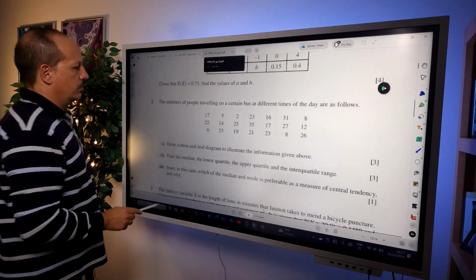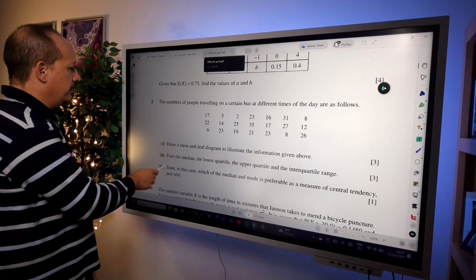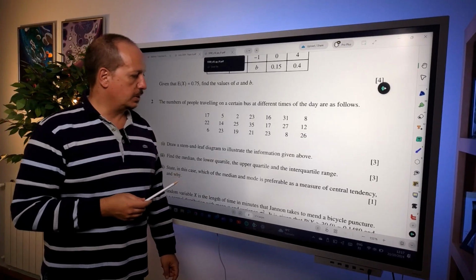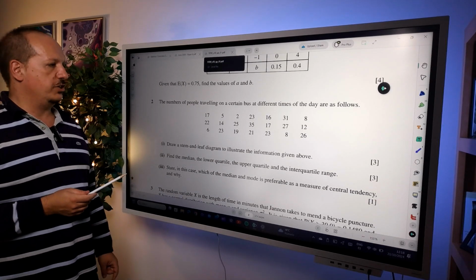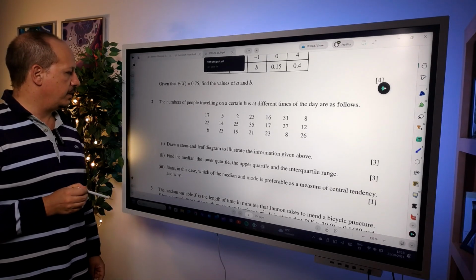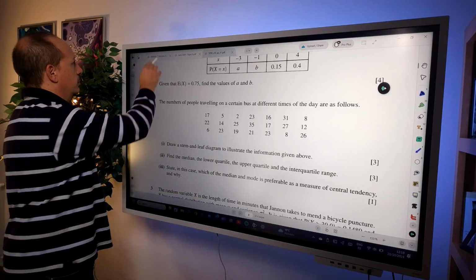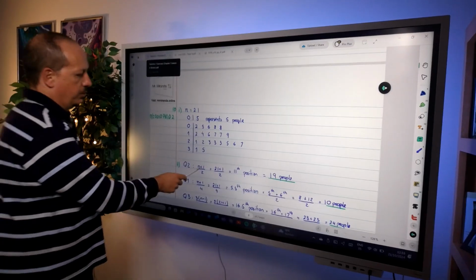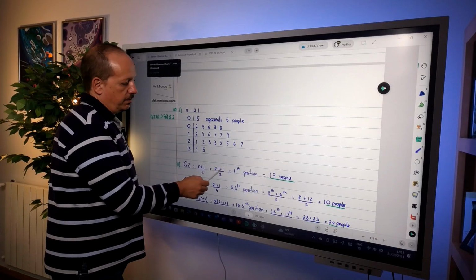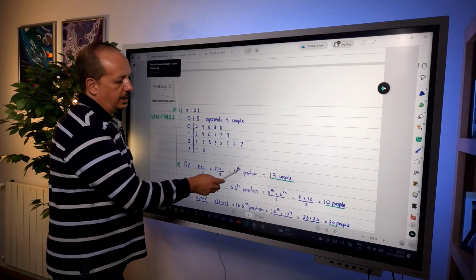No, I want this one. Find the median, the lower quartile, the upper quartile, and the interquartile range using the stem and leaf diagram. So the median, you have to use a formula, which you already know is n plus 1 divided by 2. This would point out to the 11th position.